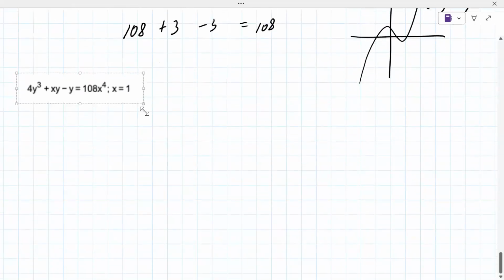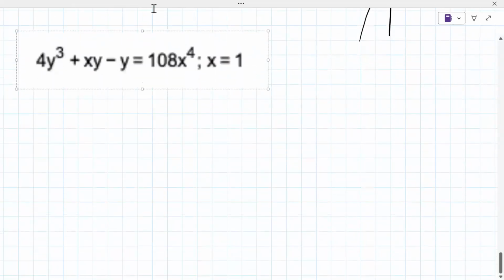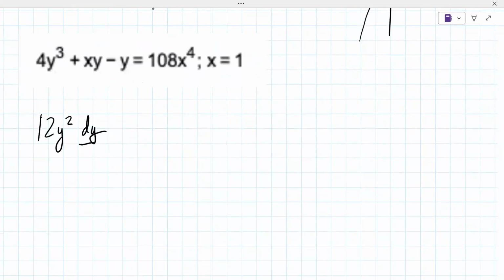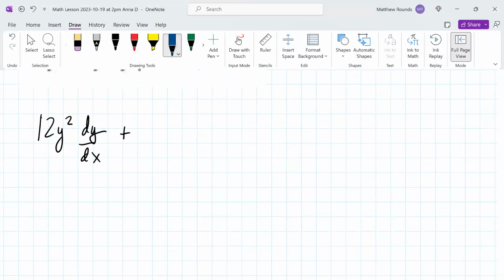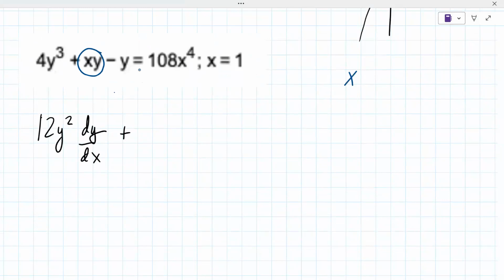Okay. So this is where it gets bad. The derivative of 4y cubed is 12y squared. That's power rule. But when it's a y, you have to add on a dy/dx. With the xy, let me do it in blue here. You can see what that is. Some students kind of memorize this. It's still product rule. It's a little weird because it's x and y.